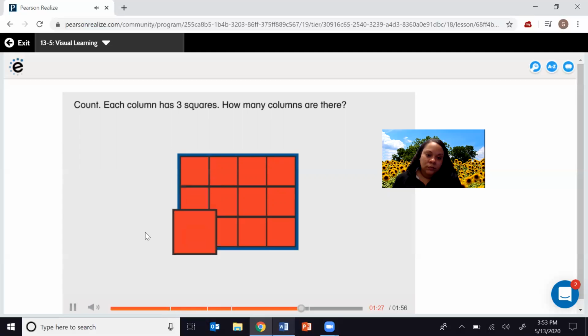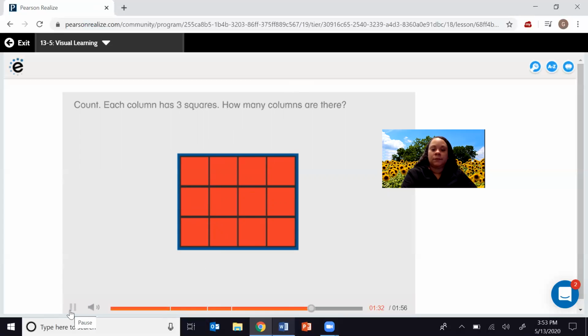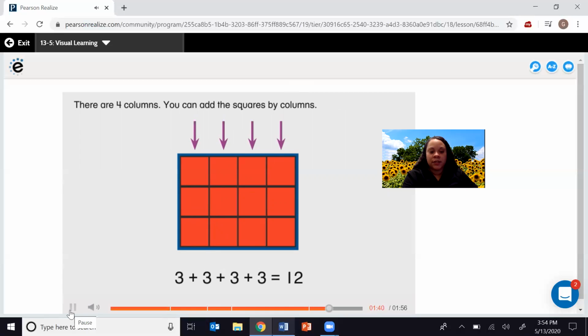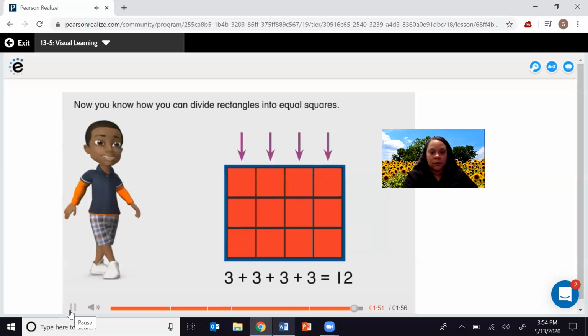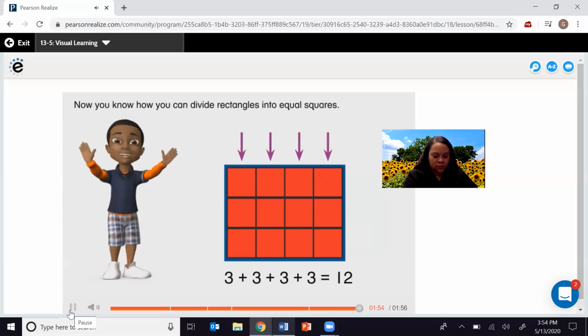Each column has 3 squares. How many columns are there? So remember, guys, rows, columns. So how many columns are there? 1, 2, 3, and 4. Because in each column there is 3. 3 + 3 + 3 + 3 = 12. There are 12 squares in all. Now you know how you can divide rectangles into equal squares.